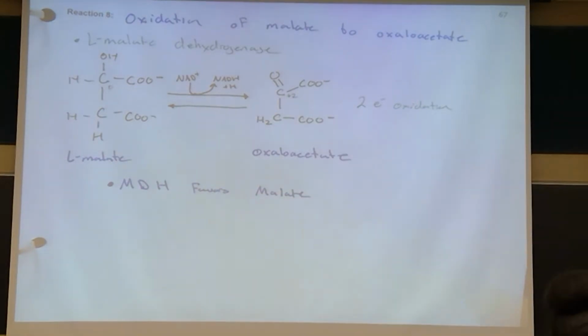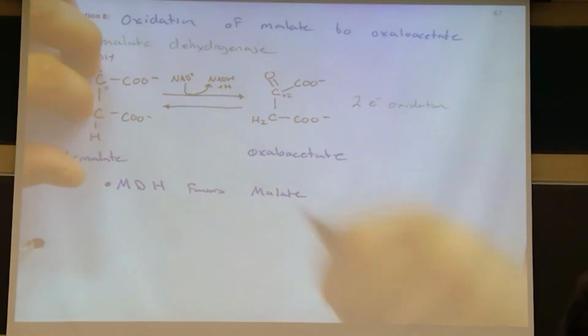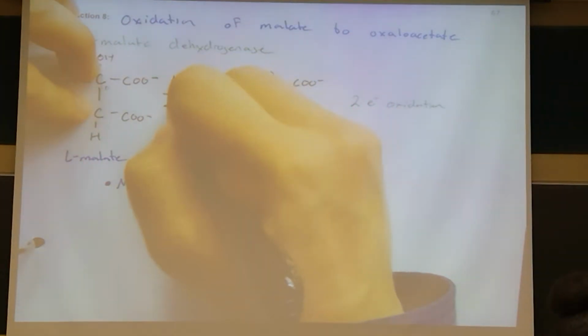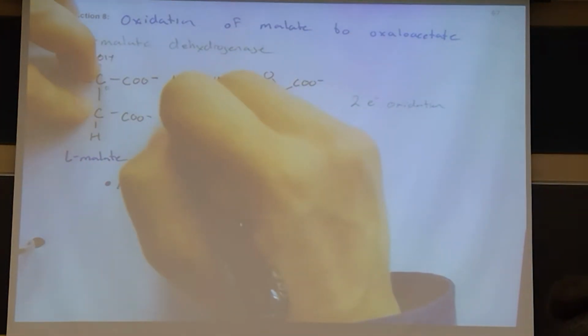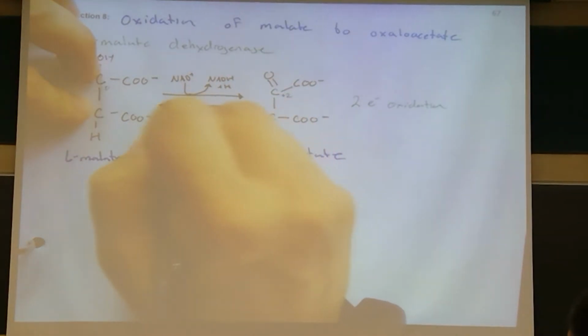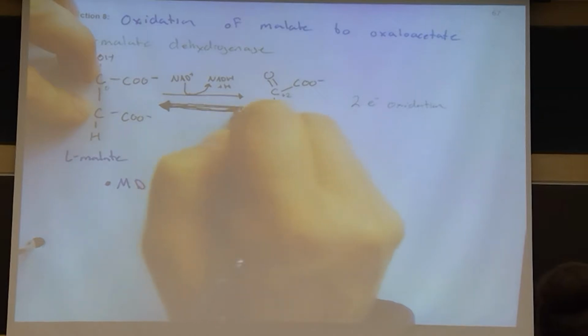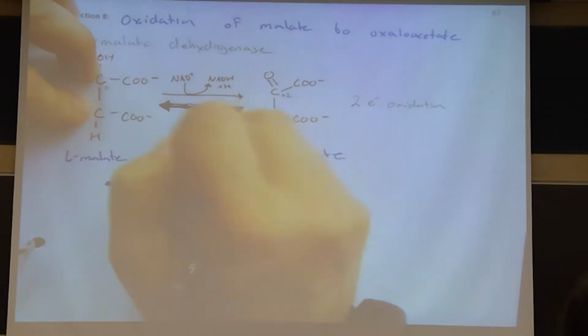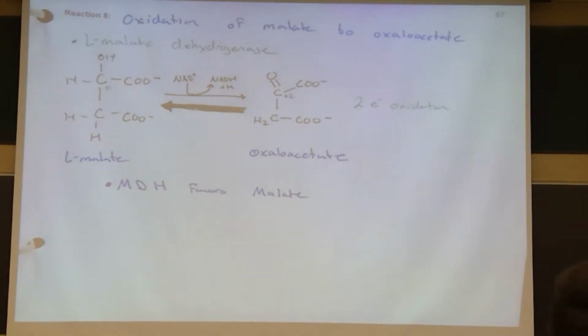Here's malate. So I was drawing these reaction arrows under standard state conditions. What do I mean when I say standard state conditions? In a test tube. That's a good answer. Standard state conditions, 1 molar concentrations of everything, room temp, pH of 7, right?